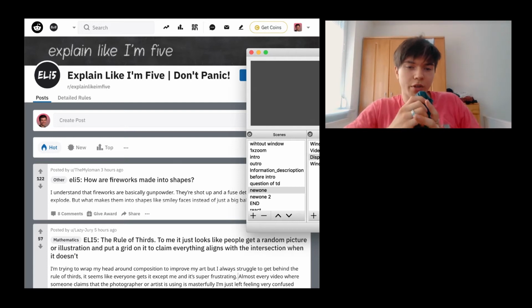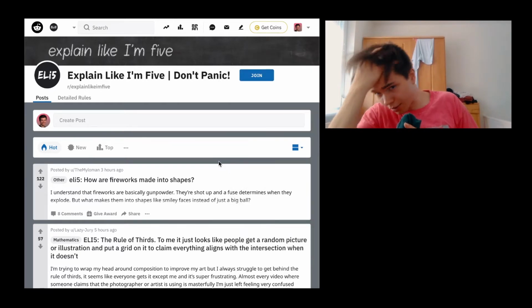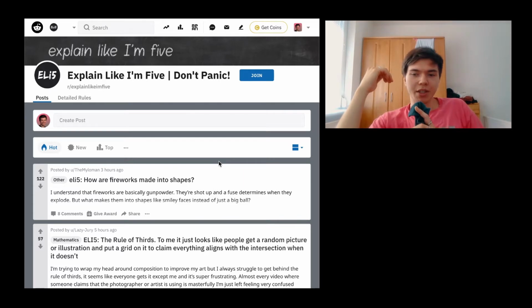So today we're once again going to go ahead with some subreddits that I've found. Yes, I'm using a sock as a pop filter. The Explain Like I'm Five subreddit, don't panic.